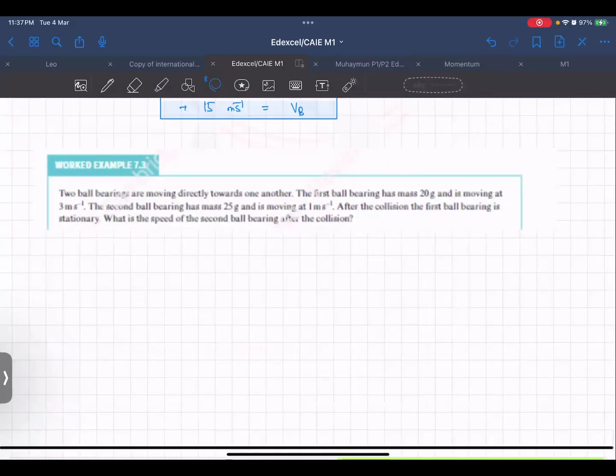Two ball bearings are moving towards one another. The first ball bearing has a mass of 20 grams and is moving with 3. The second is 25 grams moving at 1.